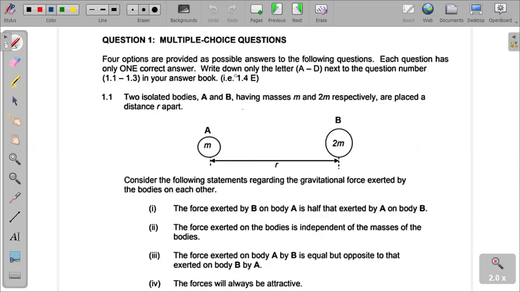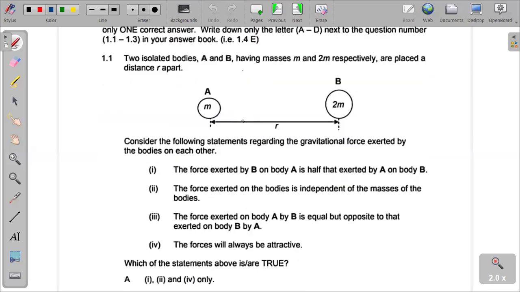Right. 1.1 is saying two isolated bodies A and B having masses m and 2m respectively are placed a distance r apart. Consider the following statements regarding the gravitational force exerted by the bodies on each other. Item 1 is saying the force exerted by B on body A is half that exerted by A on body B. That's not correct. Actually, they exert a force of equal magnitude on each other, of course in opposite directions. Item 2 says the force exerted on the bodies is independent of the masses of the bodies. That's not true. Actually, it's dependent.